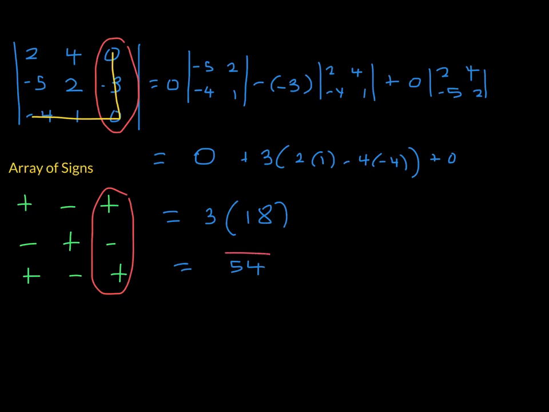Again, choose to expand by the row or column that has a 0 or zeros in it. It'll reduce the amount of work we have to do.